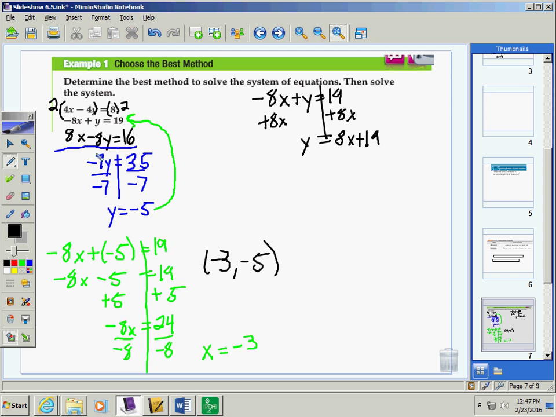But you very easily could have done substitution, and you would have still got the same answer of negative 3, comma, negative 5. And if you notice, there is nothing new we're doing in this section. It's just choosing which of the two methods that we already know how to do and choosing the best one to solve the equations. And here I would say the best method is elimination.